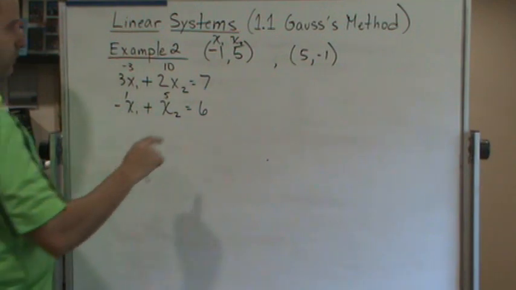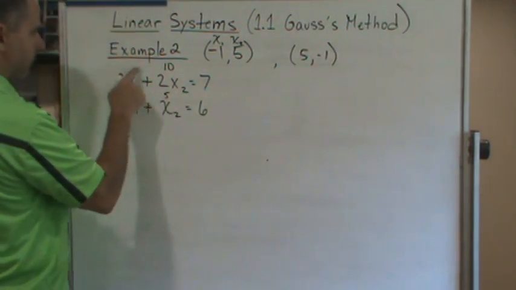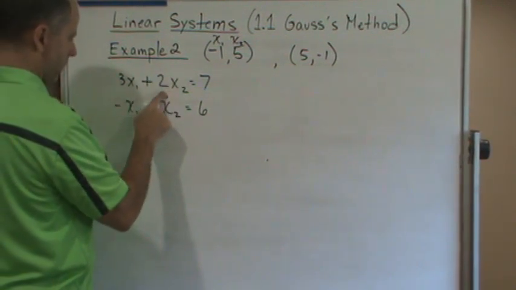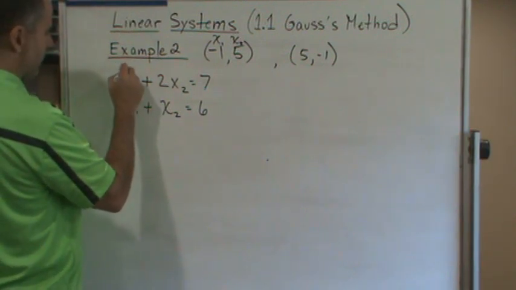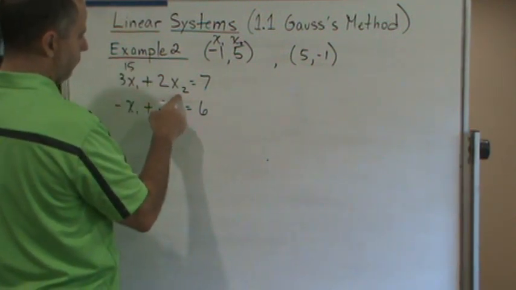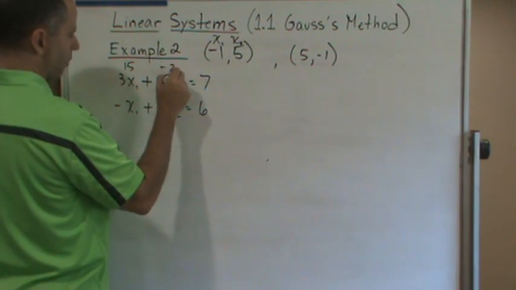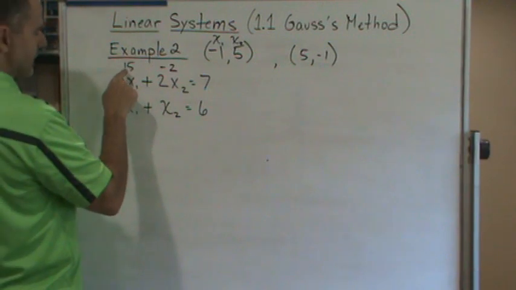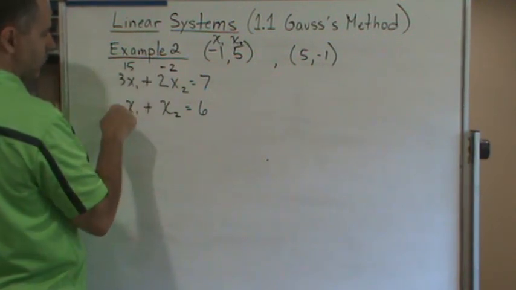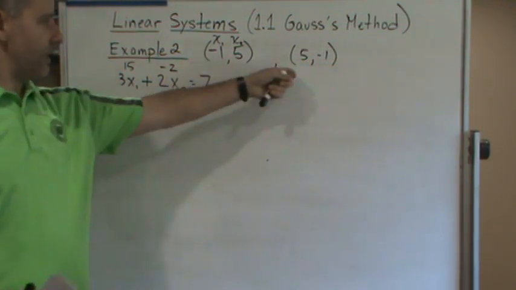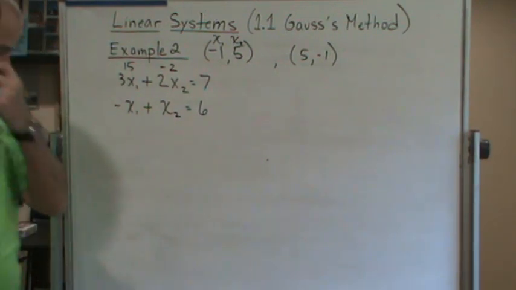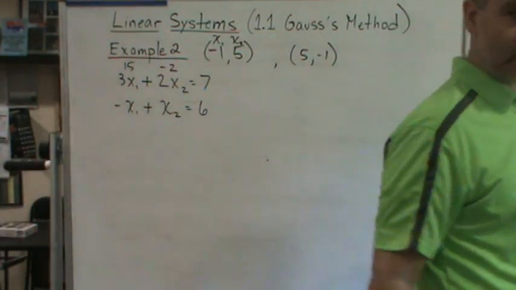By contrast, if we take 5 comma -1 and plug them in, okay? In this case, if we have 3 times 5, so 3 times 5 is 15. And then 2 times -1 is -2. Now, right away we see that 15 plus -2 is 13, not 7. So we're done. We don't even need to go to the second equation because it didn't satisfy the first one. Therefore, we know that 5 comma -1 is not a solution to the system. It does not satisfy the system.